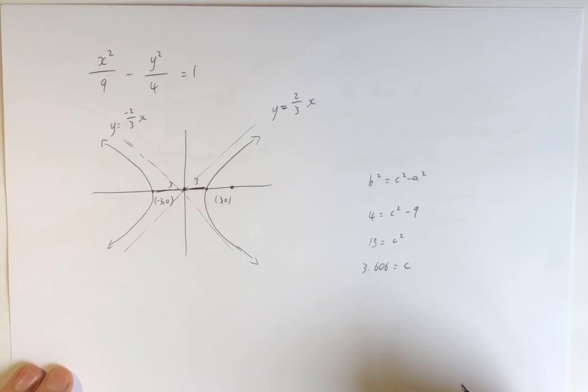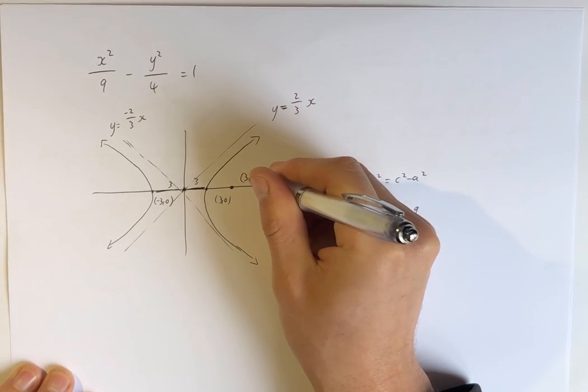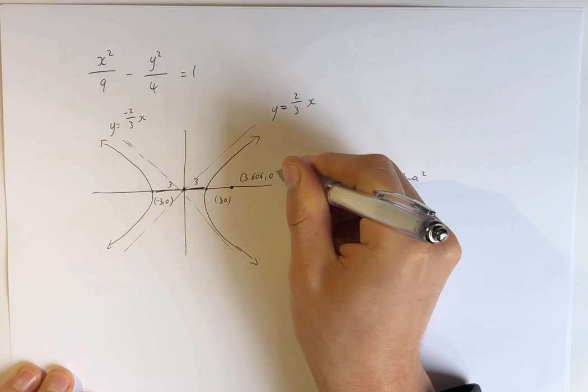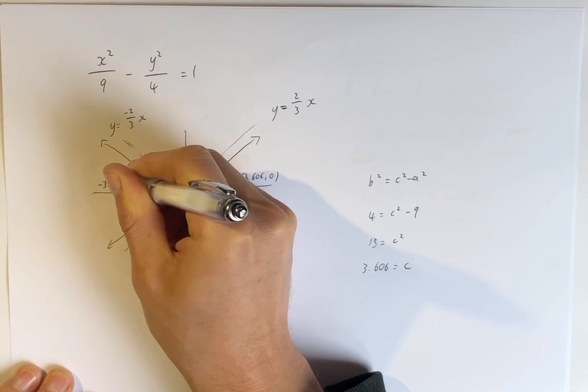So c is 3.606, and so our focus is at (3.606, 0), and our other focus is at (-3.606, 0).